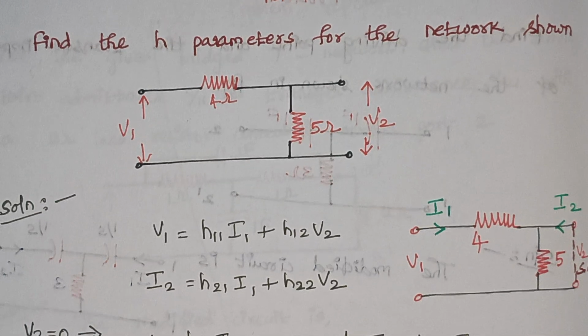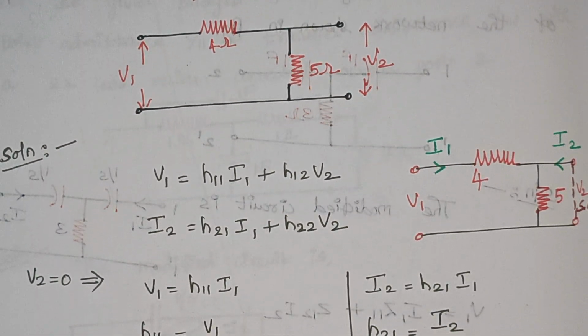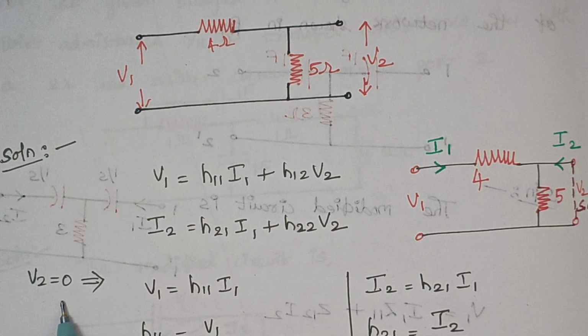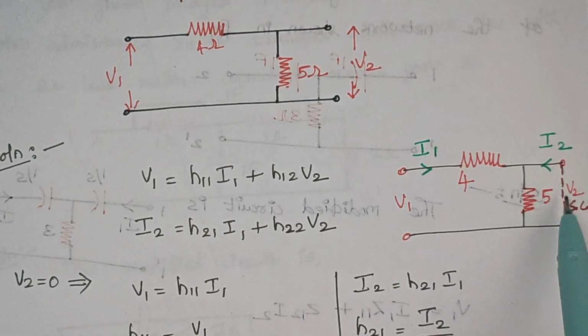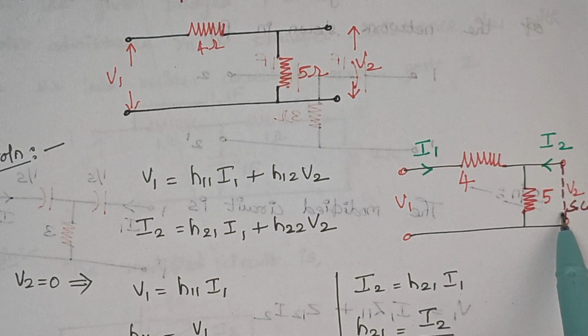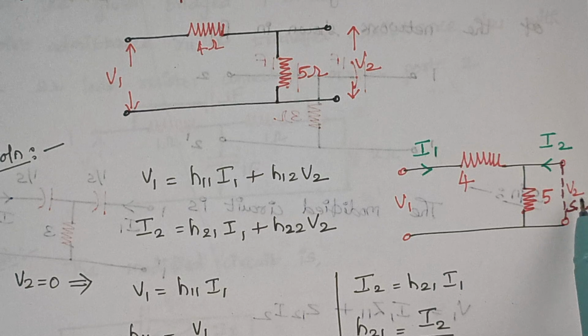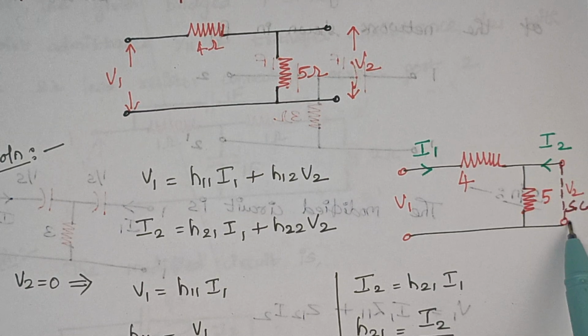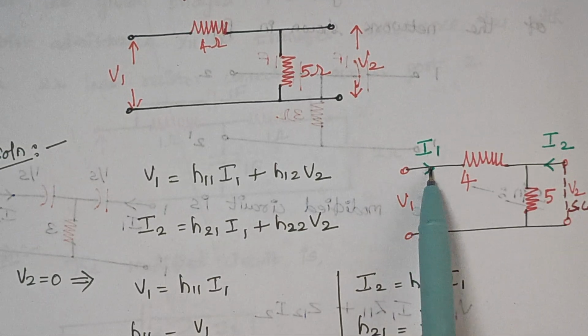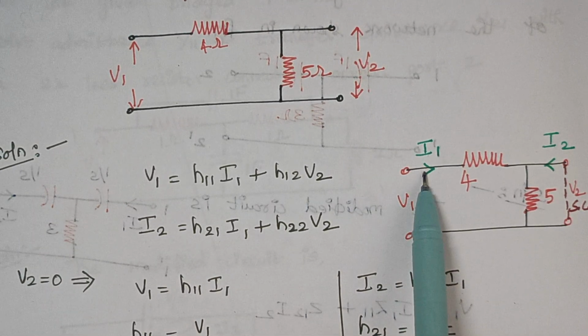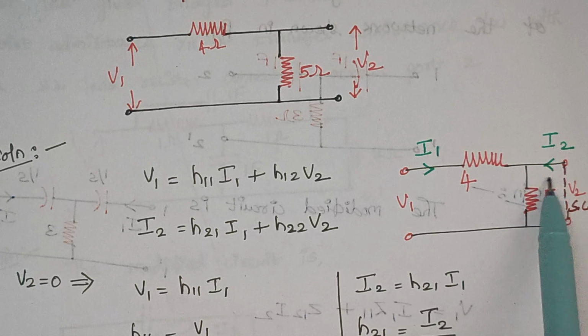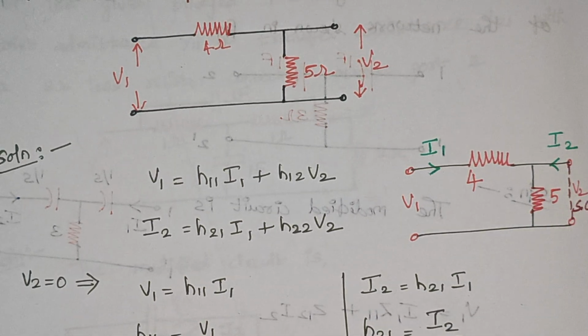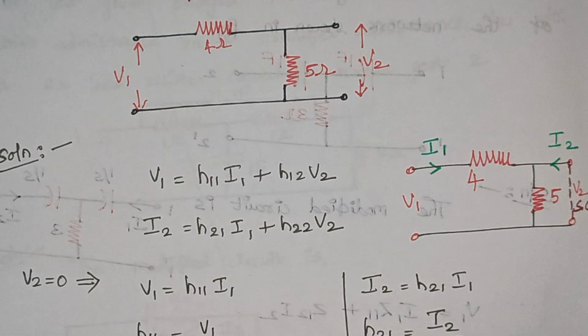As a first step, we are making the value of V2 as 0. How to make the value of V2 as 0? We have to short circuit. Once you short circuit the output port, obviously the value of V2 will be 0. Here we are short circuiting the output port, and I1 is the current that flows through the input port and I2 is the current that flows from the output port.